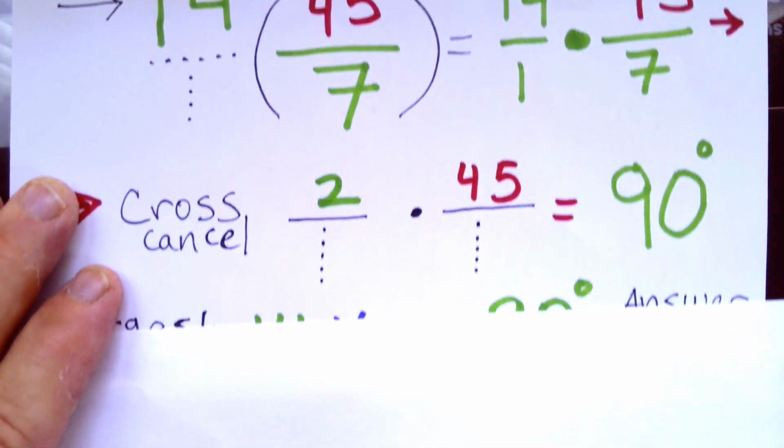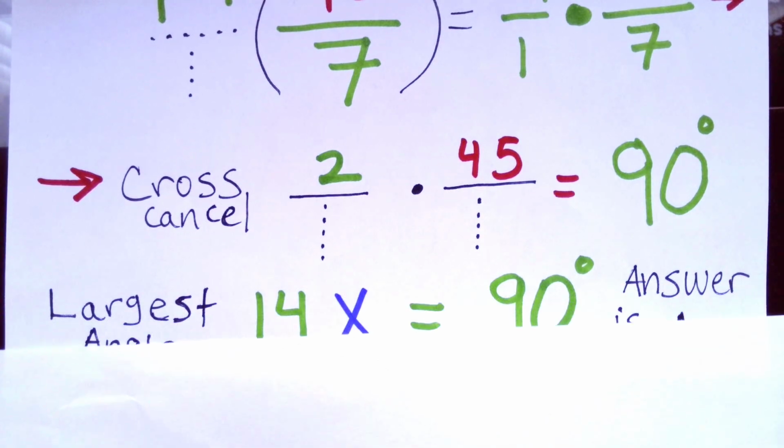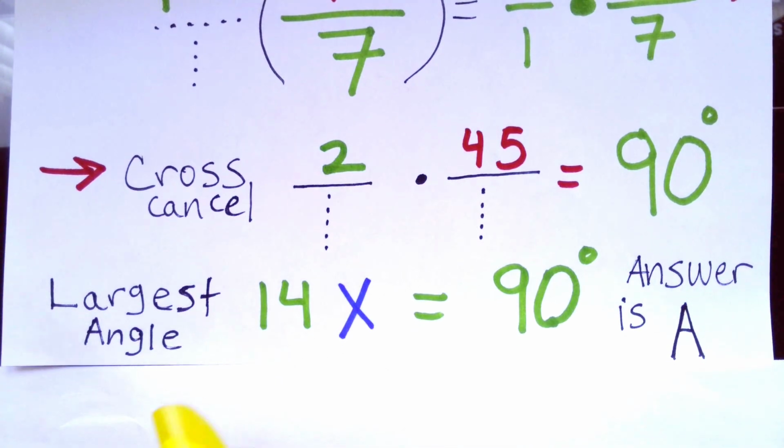So my answer in answering this test question, the largest angle, which we put together as 14x for this particular problem, the largest angle of that triangle with a ratio of 14 is equal to 90. Your answer is A. A is the answer.